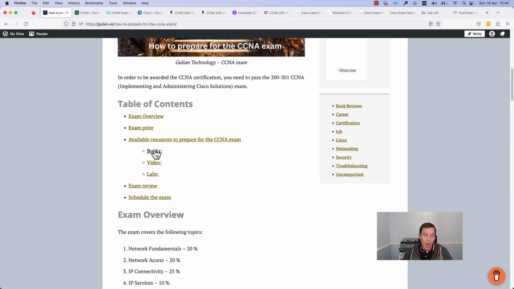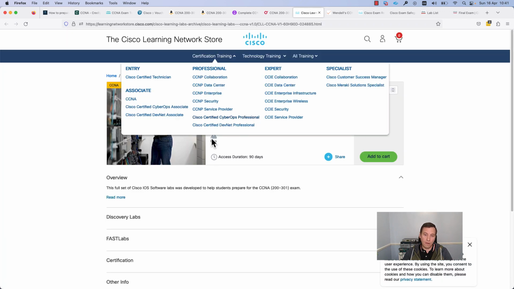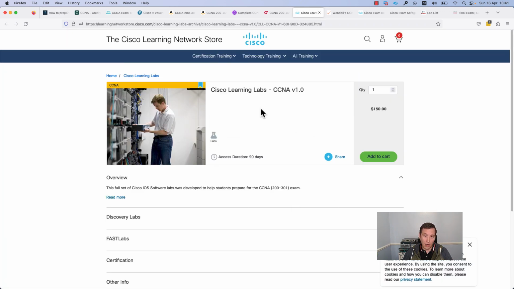As I mentioned, I used books, I used videos, I used also labs. You need to do a lot of labs in order to prepare for this exam, because this exam contains not only theory but also contains tasks where you need to configure different things. For this you need to do labs. You can buy this product from Cisco Learning Labs. I bought it and I used it. I also used Real Gear, as you can see here, a lot to practice for this CCNA exam, for the Cisco exam.